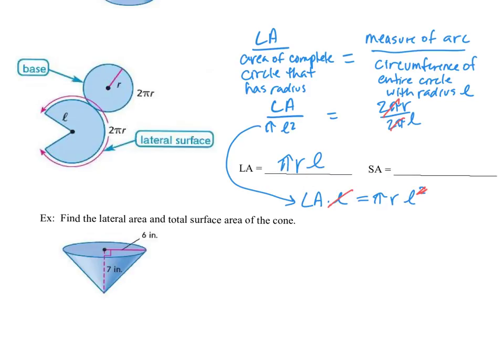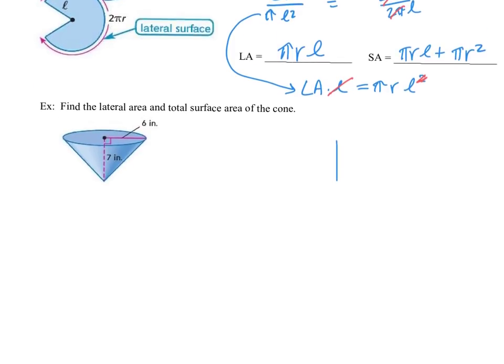And then total surface area is going to be that lateral area, pi r L, plus the area of the one base, which is a circle, and the way we find the area of a circle with radius r is pi r squared. Okay, so let's finish up with an example. Let's find the lateral area and total surface area of a cone.